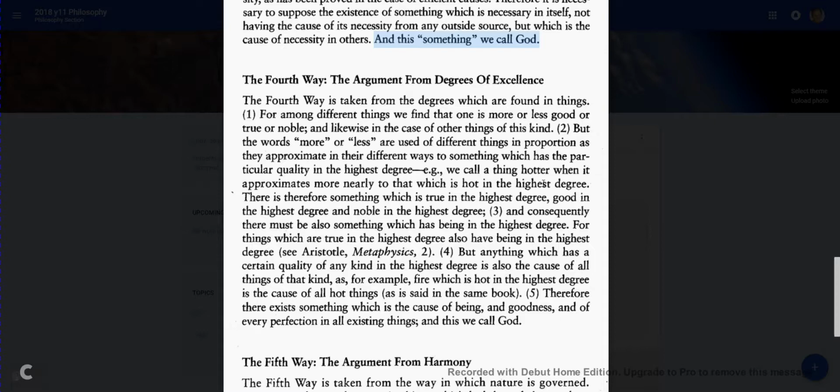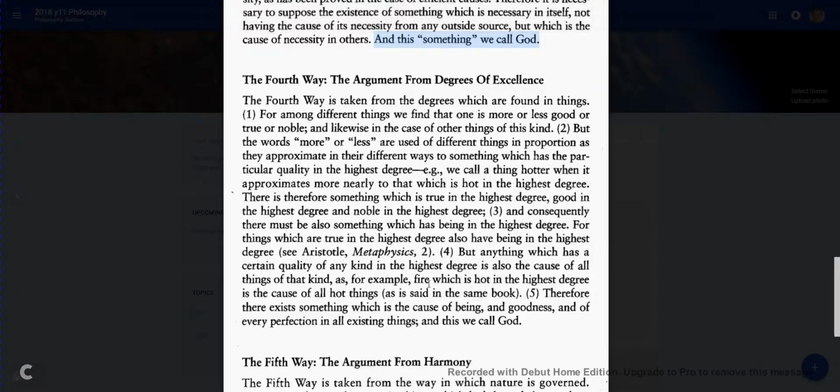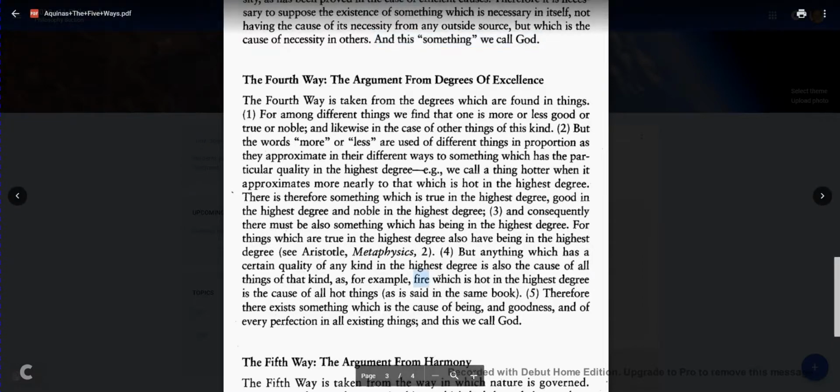But anything which has a certain quality of any kind in the highest degree is also the cause of all those things, as, for example, fire, which is hot in the highest degree, is the cause of all hot things. And in this case, he's kind of talking about fire as in like the pure absolute concept of fire, right?